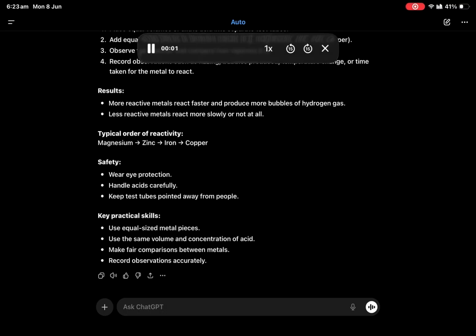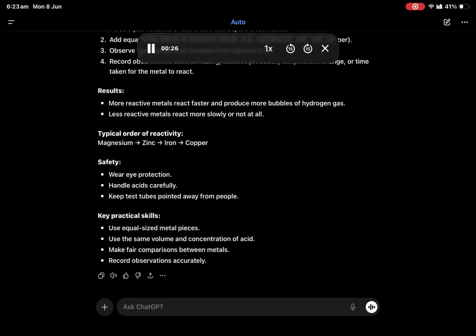For investigating the reactivity of metals, 2.8.4, know this practical. 1. Place equal volumes of dilute acid into separate test tubes. 2. Add equal-sized pieces of different metals, e.g. magnesium, zinc, iron, copper. 3. Observe the reaction and compare how vigorous it is. 4. Record observations such as fizzing, bubbles produced, temperature change, or time taken for the metal to react.